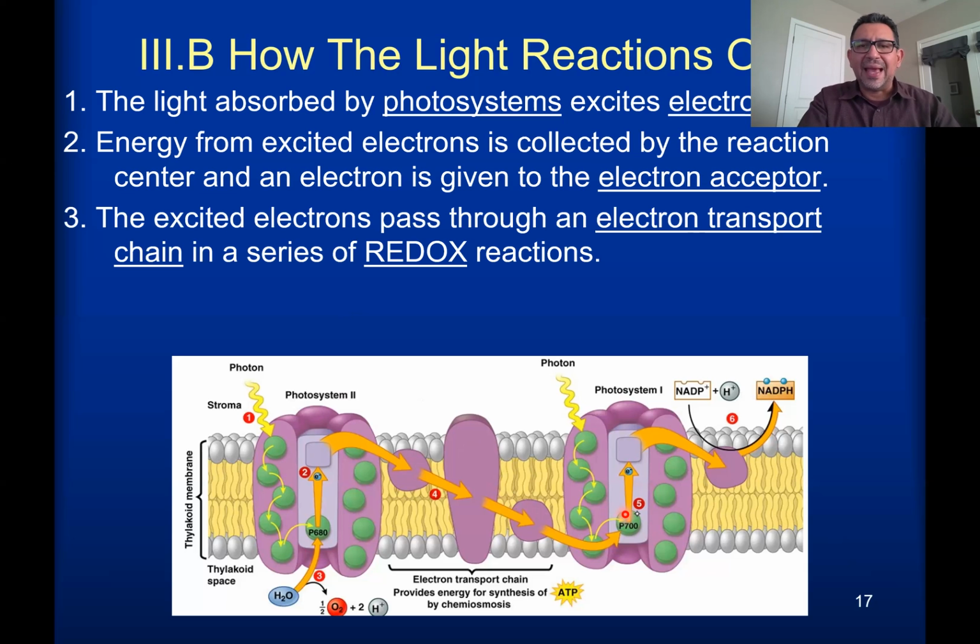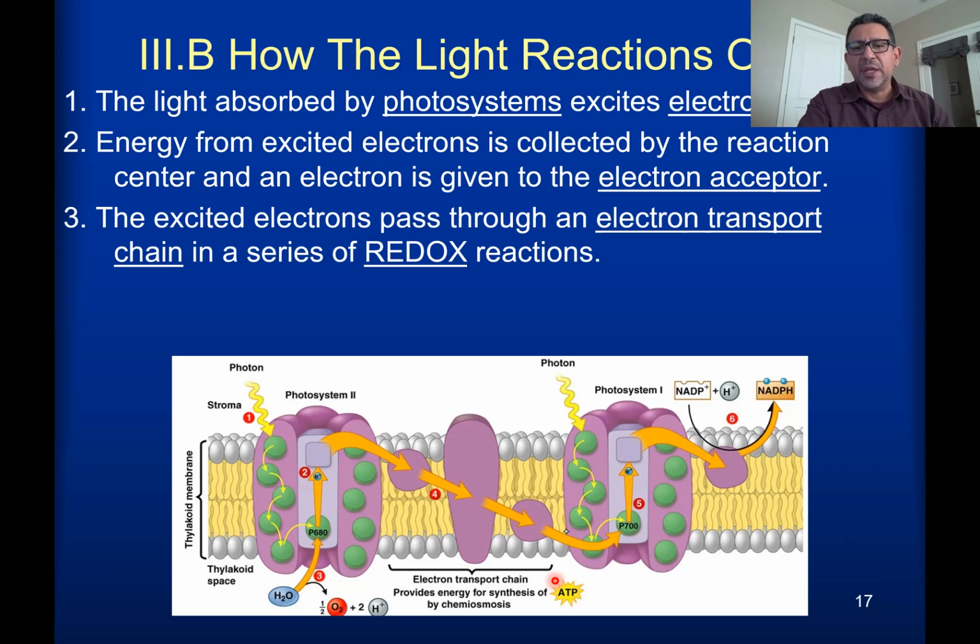Remember that as energy is being given off by electrons moving down an electron transport chain, that free energy can be used for creating a hydrogen ion gradient. And this hydrogen ion gradient will be used for the making of ATP through that process called chemiosmosis, which we're going to review again in just a moment.